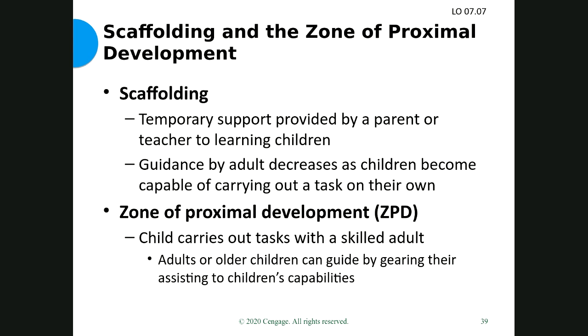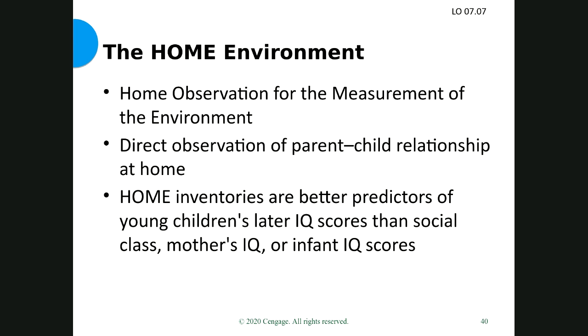So anyways, that kind of proximal development is the idea that they have there. Home environment, home observation, measurement of the environment. Okay, so that's the home things. These are observations of the parent-child relationship at home. So the more involved the parent is with the child is really what this is saying, then the IQ scores tend to be higher.